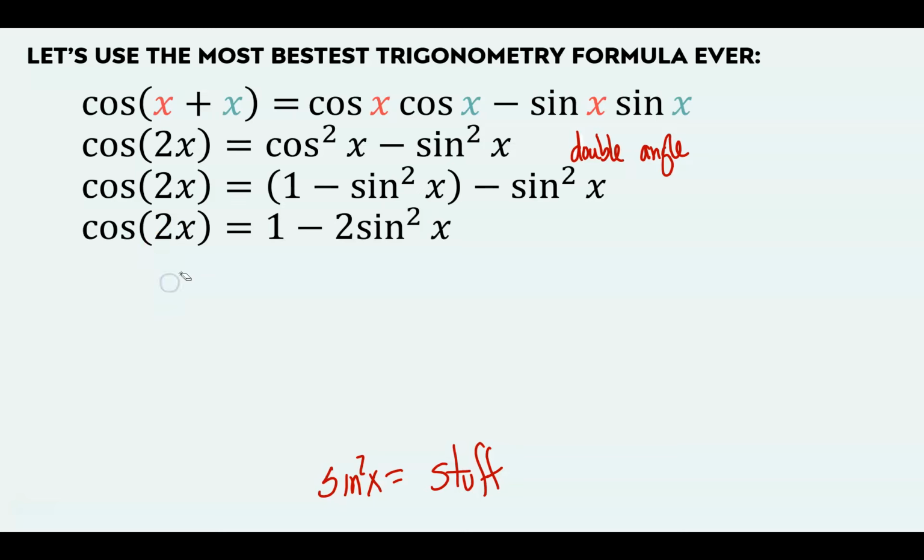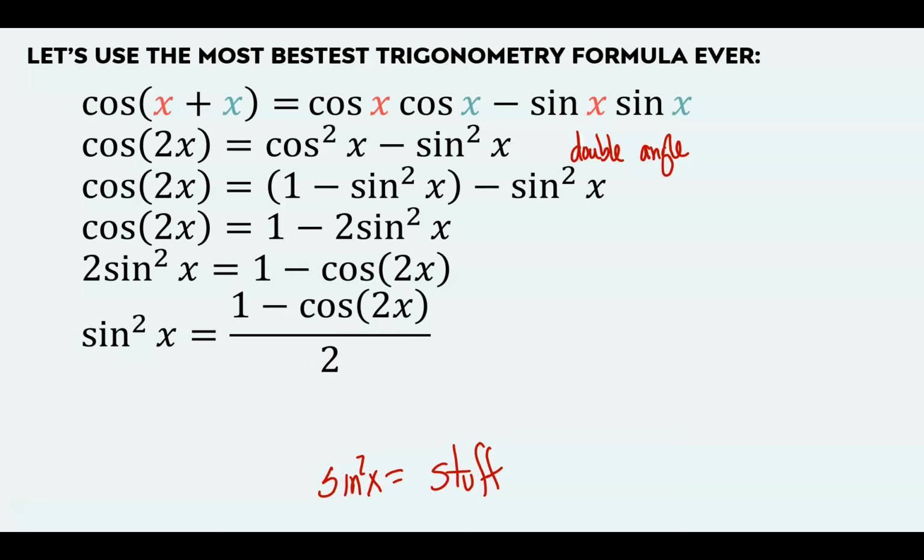All we need to do is algebraically rearrange. Add 2 sine squared x to both sides, subtract cosine of 2x from both sides, and divide by 2. So sine squared is 1 minus cosine of 2x all over 2. What I wrote on the previous page was 1/2 minus cosine of 2x over 2, because then you can do the antiderivatives of each piece separately. There you go. That's why I think that's a really good formula.